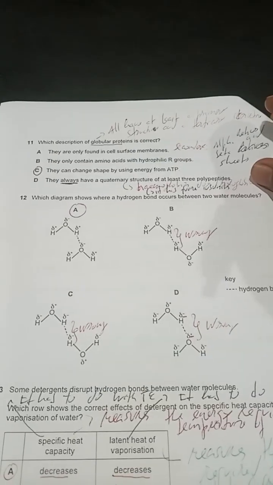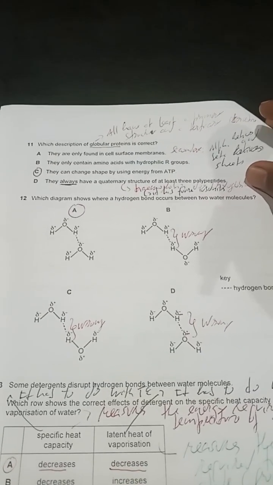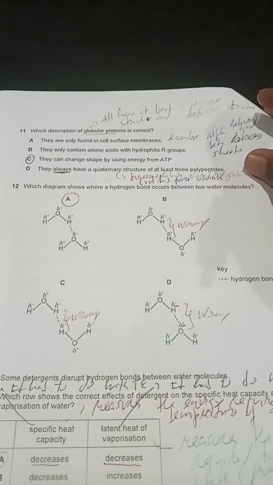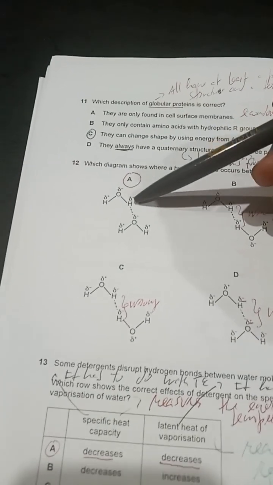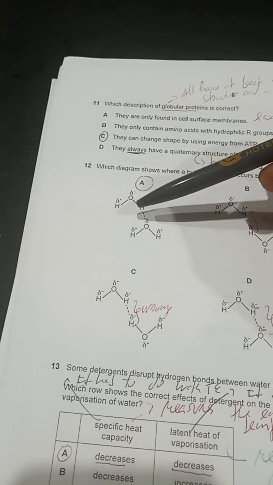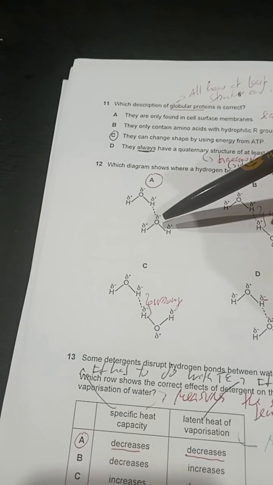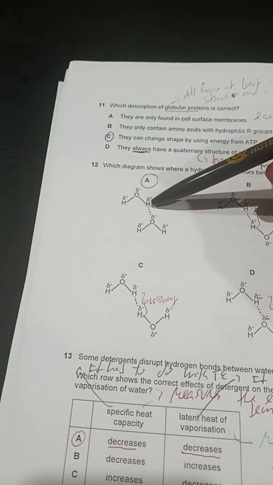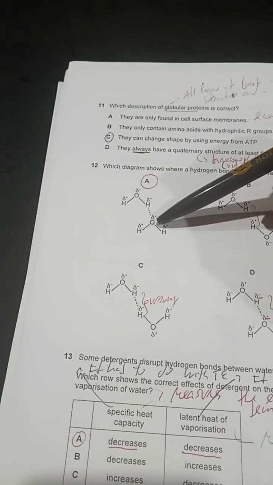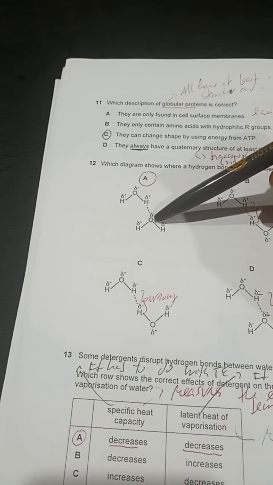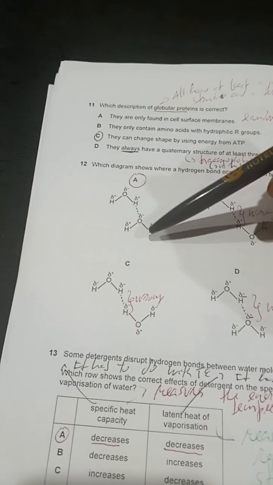Question 12 reads, which diagram shows where hydrogen bond occurs between two water molecules? So we've got option A, right? So option A is the correct answer here because you can see that hydrogen bonds is formed between hydrogen and oxygen. That's because hydrogen and oxygen have got different electronegativity values.